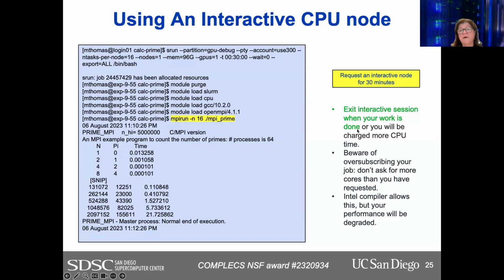When you're done, make sure you exit your interactive session because you'll get charged for it if it's still running. And don't oversubscribe your job. Some resource managers allow you to do that, which means if you ask for 16 initially and you ask then for 32, you'll get threads spawned and your program performance might degrade. Some compilers allow it and others don't. It's going to be compiler and system dependent.